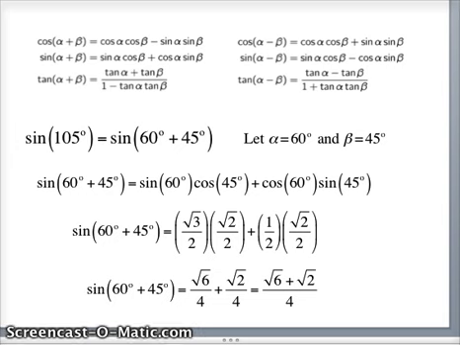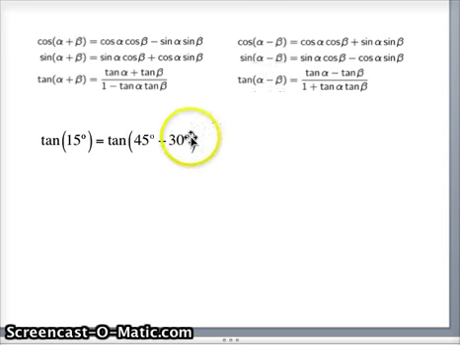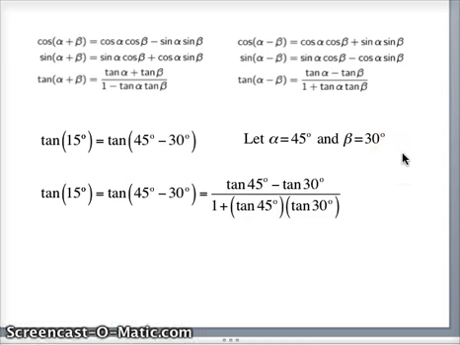Let's take a look at the tangent of 15 degrees. Well, 15 degrees will be 45 degrees minus 30 degrees, which will move us into this formula. So rewriting that as the difference, 45 minus 30, alpha will be 45 and beta will be 30. Substituting that, that'll be tangent of 45 minus tangent of 30 over 1 plus tangent of 45 tangent of 30. So again, alpha is 45, beta is 30. And here is our substitution.